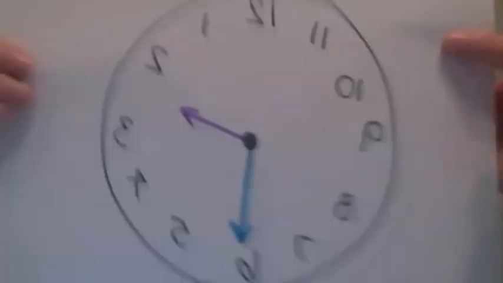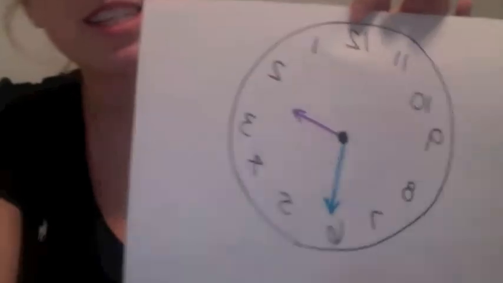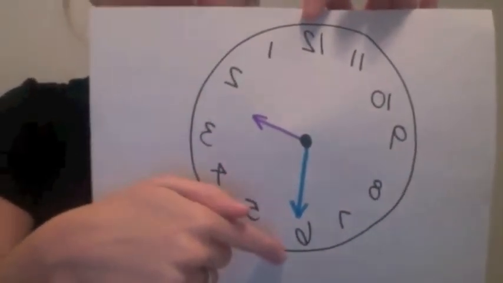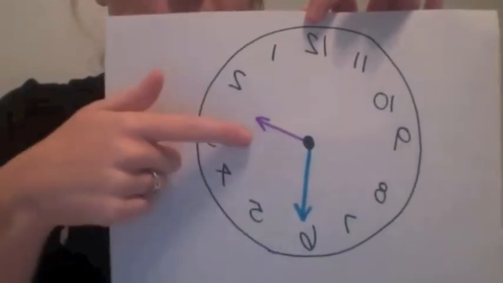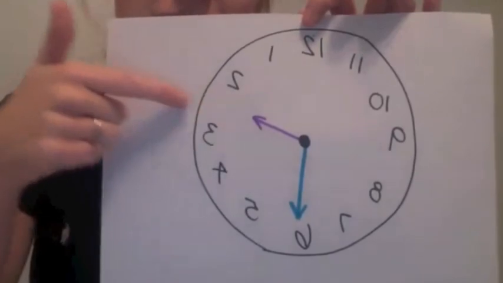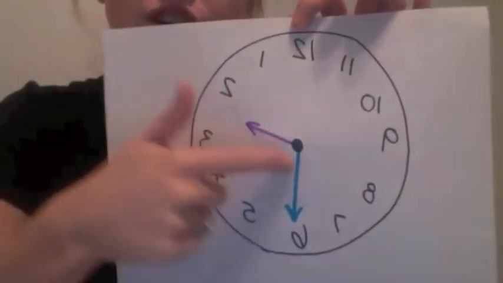Okay, so does everyone's clock look like this one? Because this is 2:30. Notice that our big long minute hand is on the 6, which means it's at 30. And notice that our small hand is not at the 2, but it's not at the 3. It's right in the middle. So it's still at 2:30.